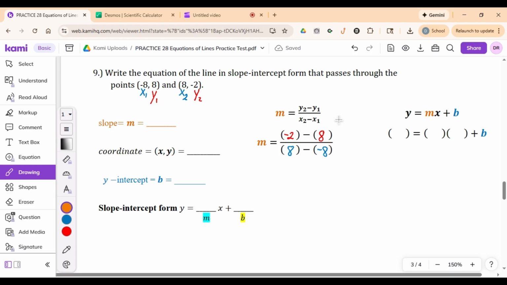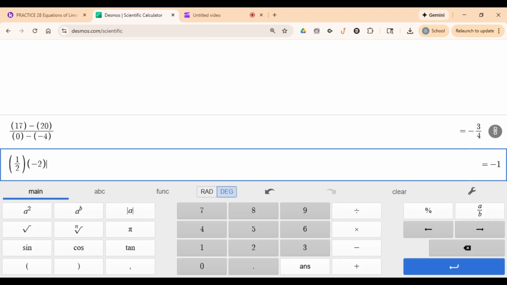All right, so we have everything set up. We can type these into our calculator. I still have mine set up from earlier. So we're going to put -2 minus 8 in the top of our calculator and 8 minus -8 in the denominator.